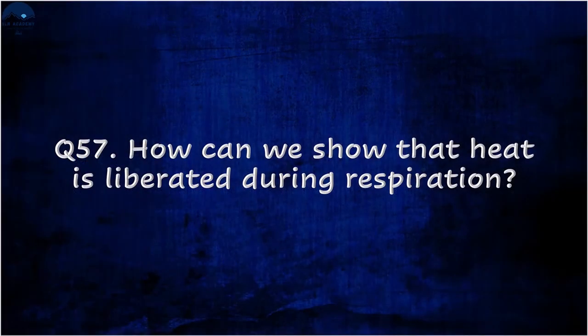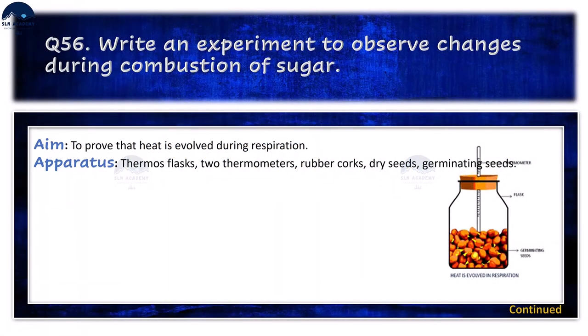Question 57. How can we show that heat is liberated during respiration? Our aim is to prove that heat is evolved during respiration. Our apparatus are thermos flasks, two thermometers, rubber corks, dry seeds, and germinating seeds.